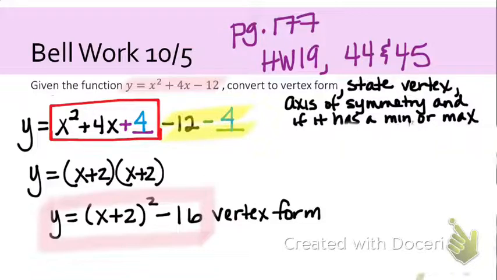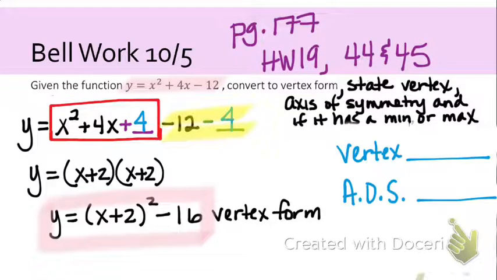So now I want you to answer the 3 questions we have off to the side. Tell me, where is the vertex? So vertex, go ahead and write that. I also want to know the axis of symmetry, and if it has a min or a max. So take another 60 seconds and answer those 3 questions.